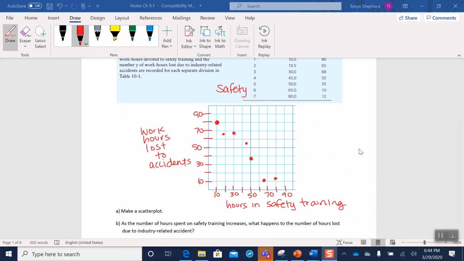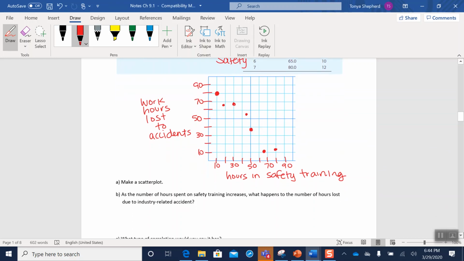Okay, so there we go. I have plotted each of my XY points, 10, 80, 19.5, 65, 30, 68, etc., all the way down to 80, 12. Once I have a scatter plot, it does not get connected dot to dot style. Okay, it's just a scatter plot, points on a graph. Okay, so A was make a scatter plot. B, as the number of hours spent on training increases, so as my X gets bigger, what happens to the number of hours lost due to accidents? So as x goes this way, what's happening to the y numbers?